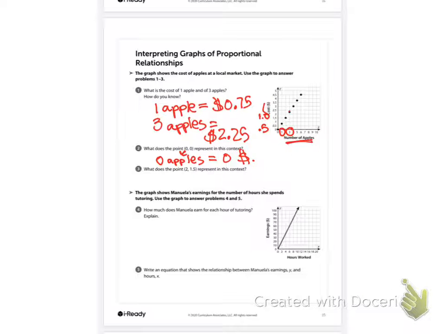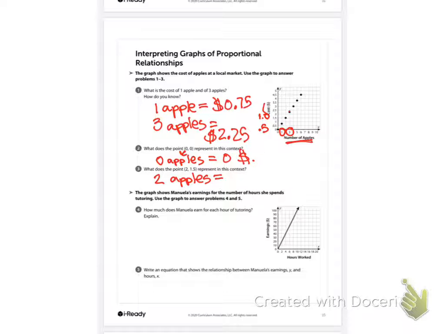What does the 2 and 1.5 represent? It's the same as the one above, but now instead of 0 apples, we're looking at 2 apples. We're trying to figure out what that 1.5 represents in a real life situation. And I'll let you finish that problem.